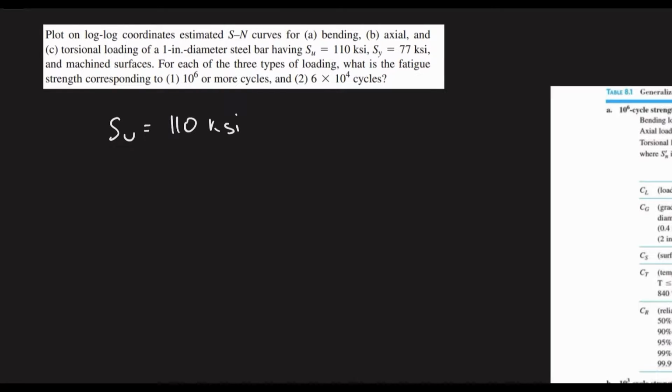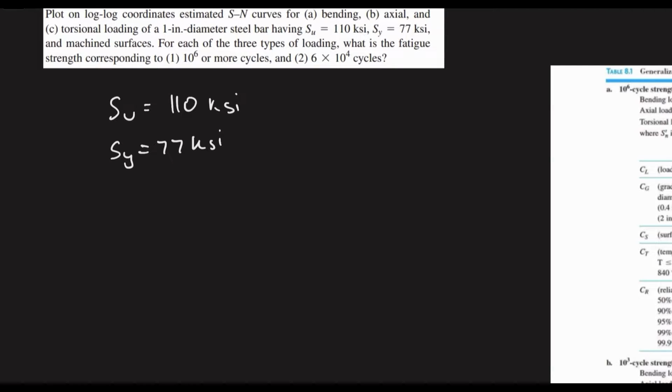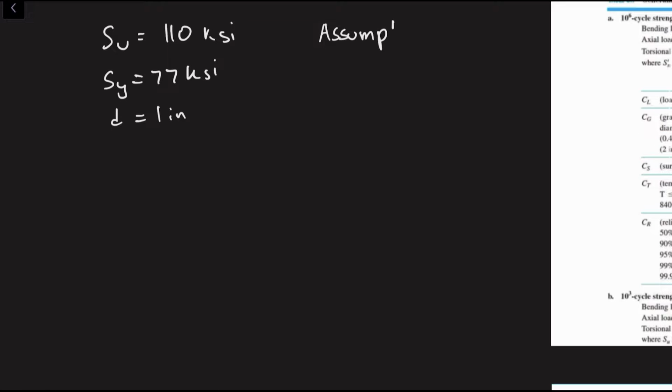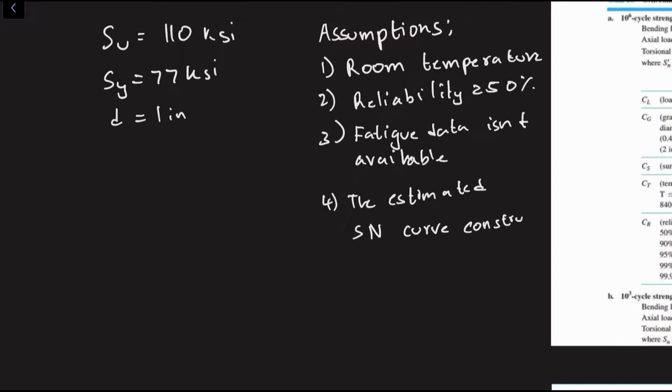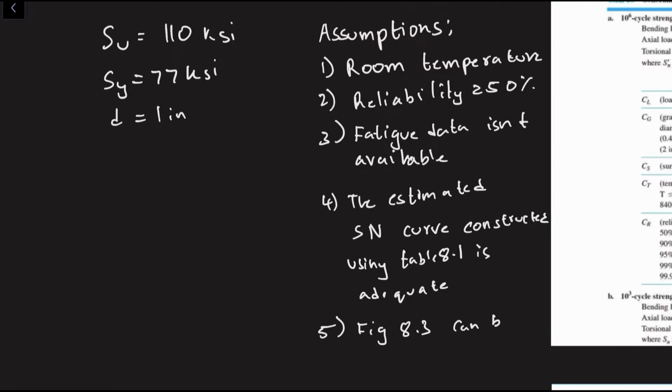The Su is 110 ksi and the Sy is 77 ksi. The diameter of this rod is 1 inch. Since the temperature and reliability aren't given, we can assume it's at room temperature with a reliability of 50%. We also assume that there is no actual fatigue data and the S-N curve constructed from the given data is adequate.